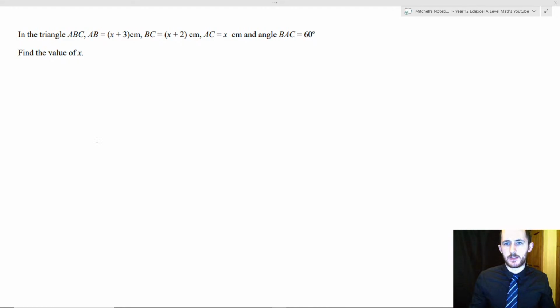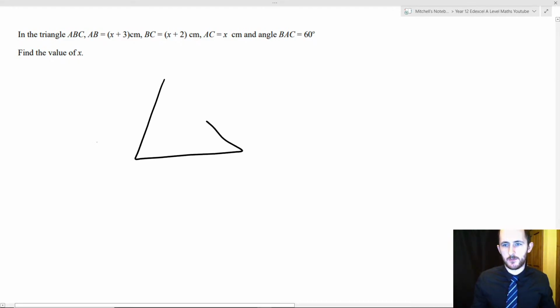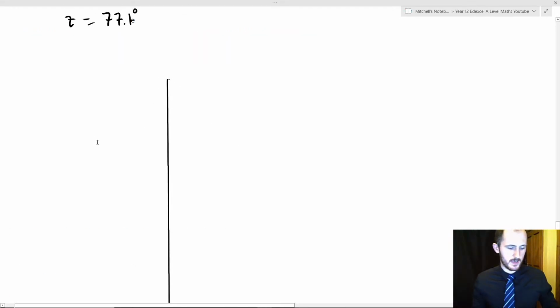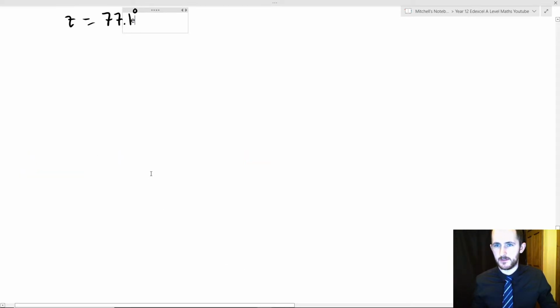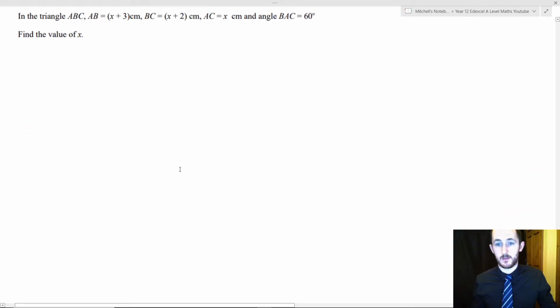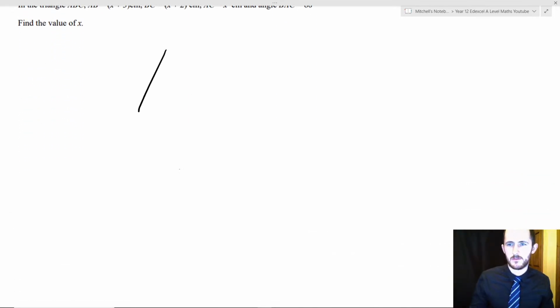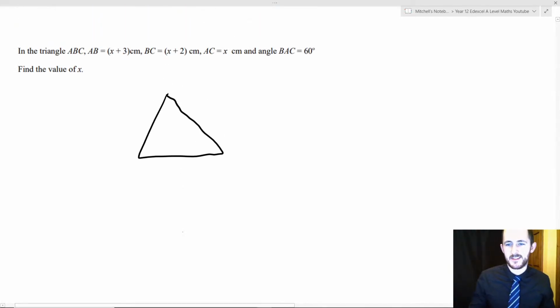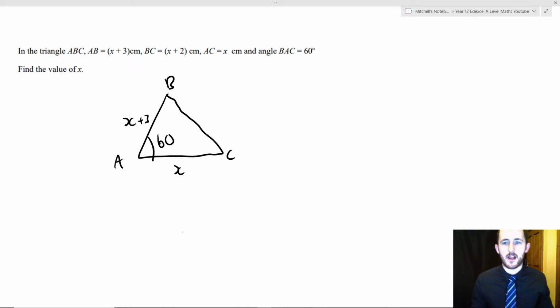So, let's draw our triangle. And you're probably going to notice something. So A, B, C. AB is x plus 3. AC is x. And the angle between them is 60 degrees. Work out the value of x.